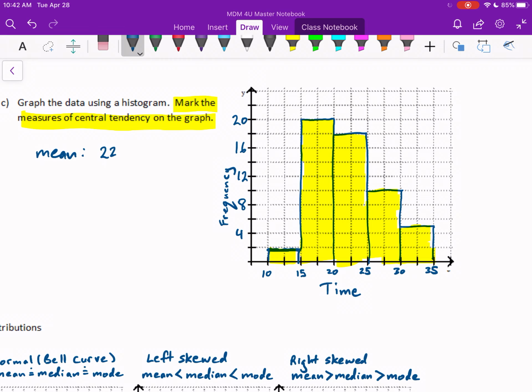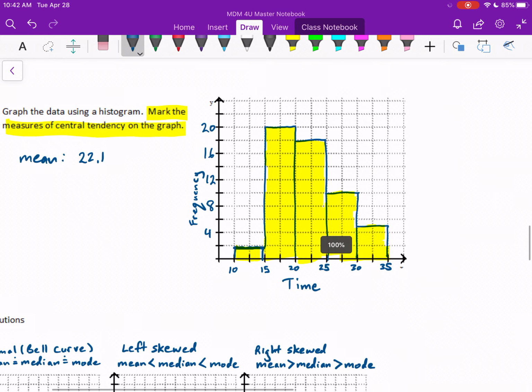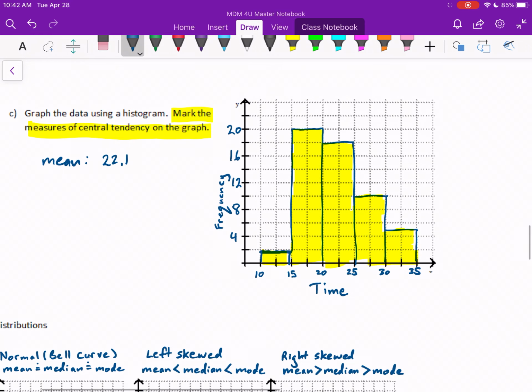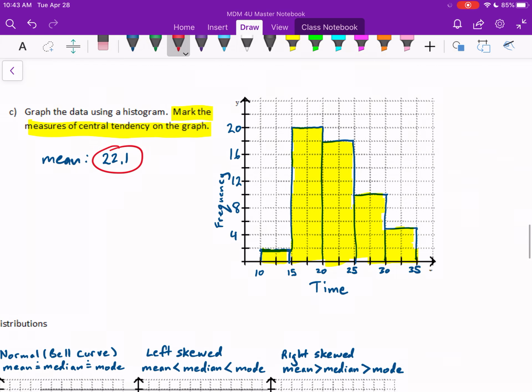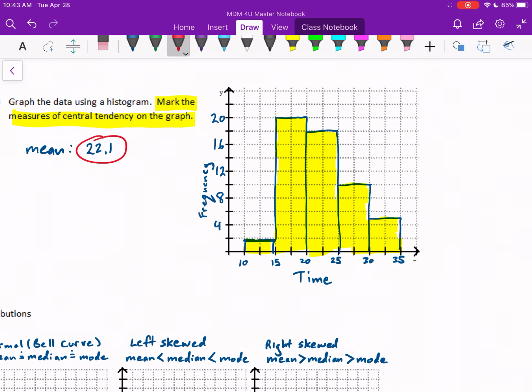All right, so find 22.1 minutes on the horizontal axis. And maybe in red I'll do this. 22.1 is going to be right about here where I'm doing this red dotted line, right? 22.5 would be the actual dotted line between 20 and 25. So I'm going a little bit to the left of that. That's my mean.